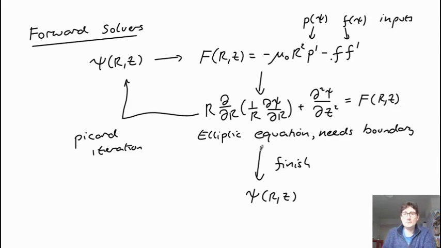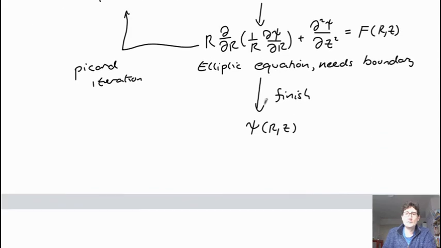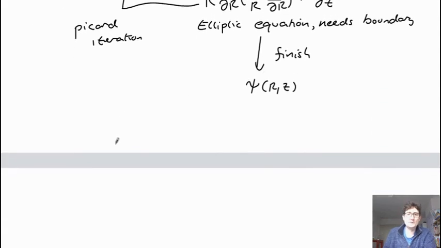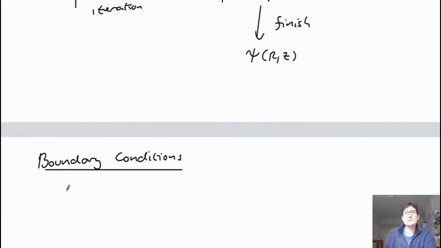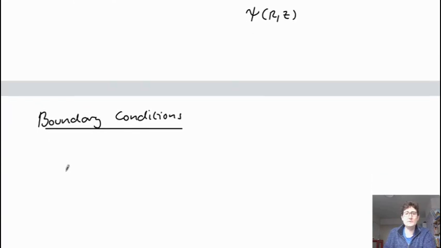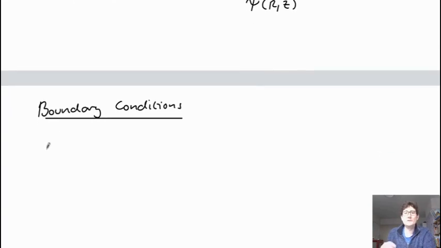So in order to solve this elliptic equation, we need a boundary. And so now we can talk about boundary conditions. There are two types of boundaries which are used, and so two types of code which are used. The first is fixed boundary, and the second is free boundary.